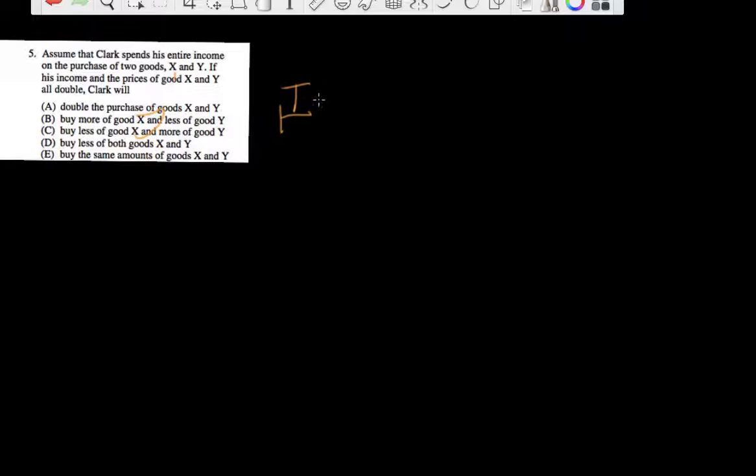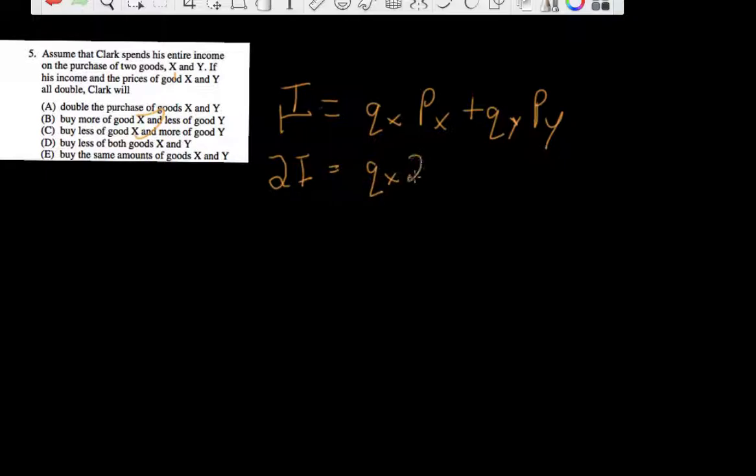Okay, so income is equal to the quantity of X that he buys times the price of X plus the quantity of Y that he buys times the price of Y. And in the problem, we know that things double. So his income goes from I to 2I, and the quantity, we're not sure what happens to the quantity, but the price goes to twice the price of X. And the quantity, again, we don't know what happens, but the price goes to 2PY.